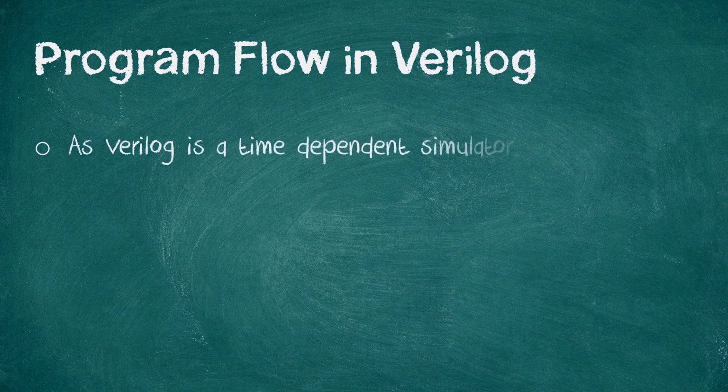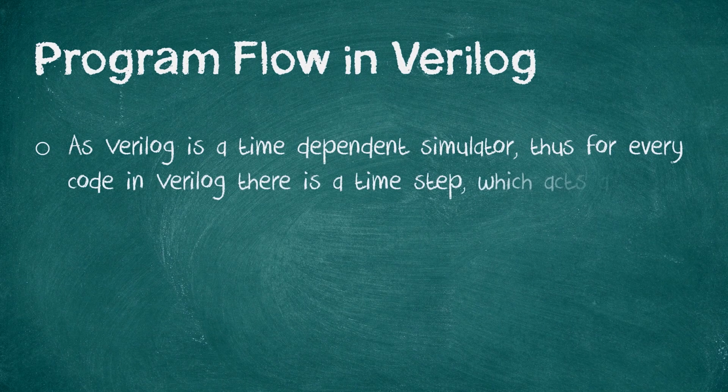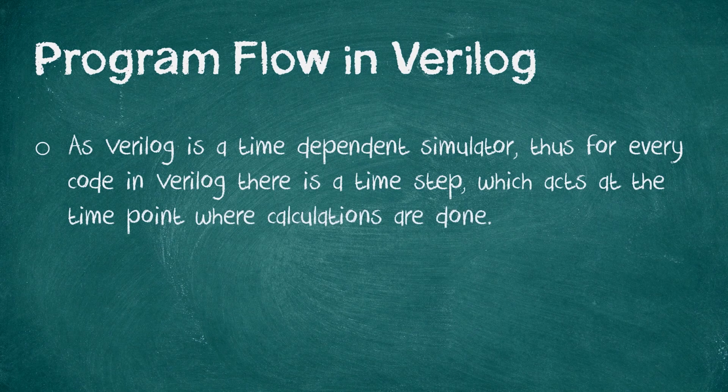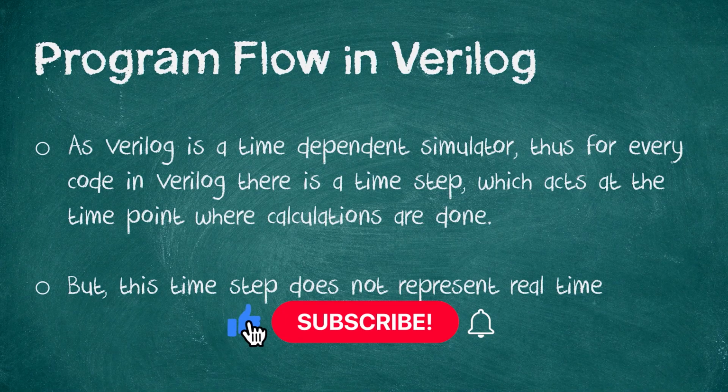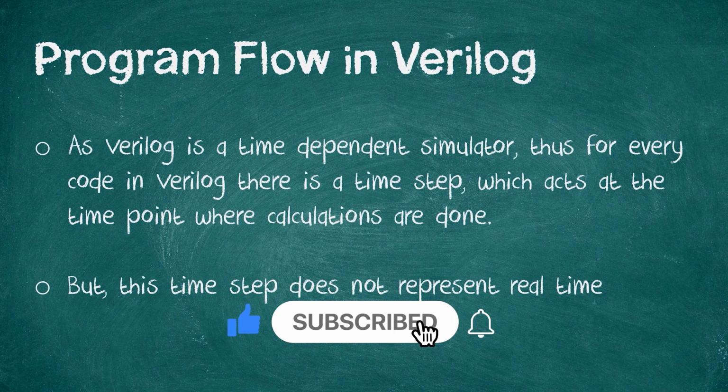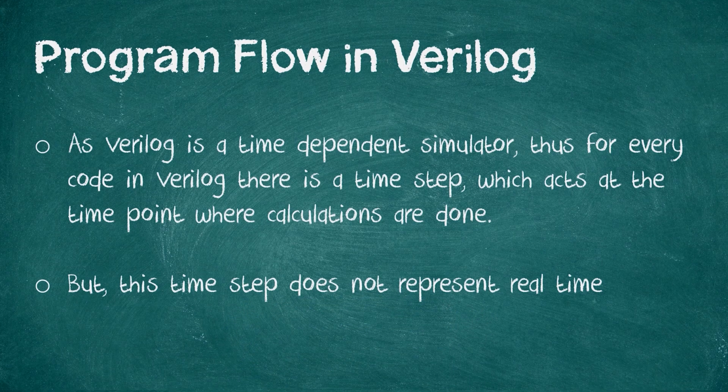Now we will see how a program flows in Verilog. As Verilog is a time-dependent simulator, for every code we write in Verilog, we define the time step in which the simulator will sample the input and calculate the output. But this time step should not be confused with the real time interval, as this is a hypothetical time step. Don't worry if you are not able to understand this now, as this will be more clear once we see the example.